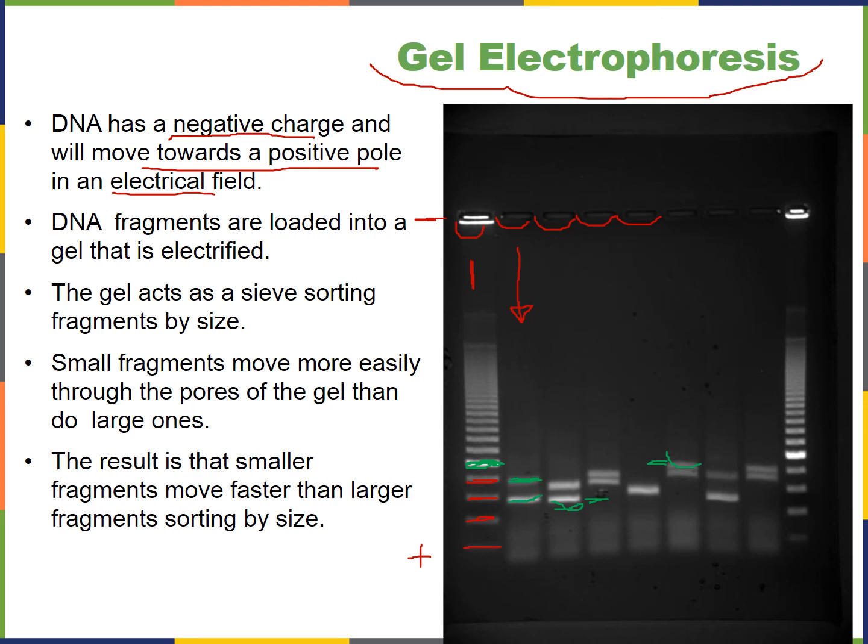So again, the smaller fragments are going to move more easily through the pores of the gel than the larger ones are. So that's why we have the 500s on top and we have the smaller 300s on the bottom. So the result is that the smaller fragments move faster than the larger fragments, sorting by size.